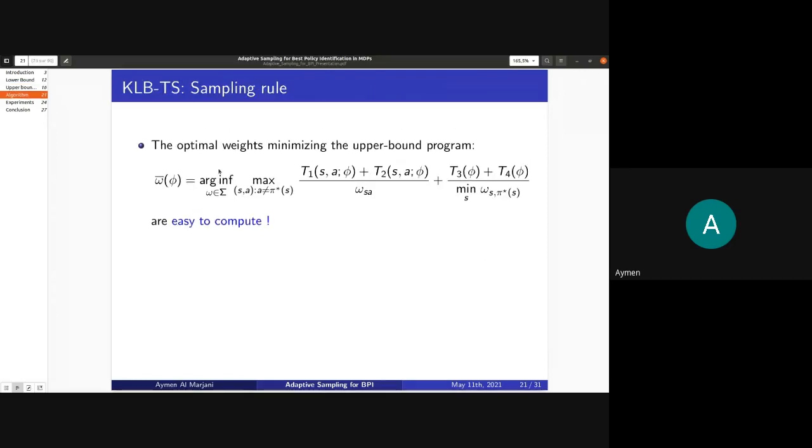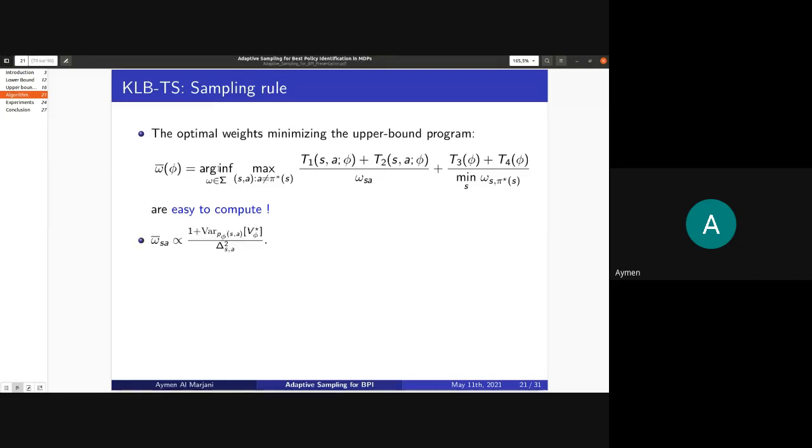Yeah, so first of all, the optimal weights that minimize the upper bound are easy to compute. So we have a closed form expression for them. They scale something like this. So for example, for a suboptimal pair, it would scale as the variance of the value function after taking action A at state S, and they are inversely proportional to the squared gap.